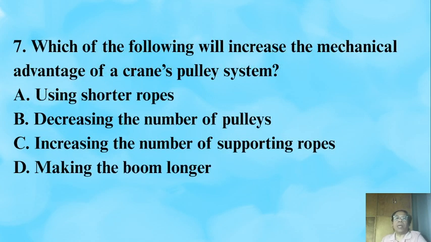Number 7. Which of the following will increase the mechanical advantage of a crane's pulley system? Letter A, using shorter ropes. Letter B, decreasing the number of pulleys. Letter C, increasing the number of supporting ropes. Letter D, making the boom longer.